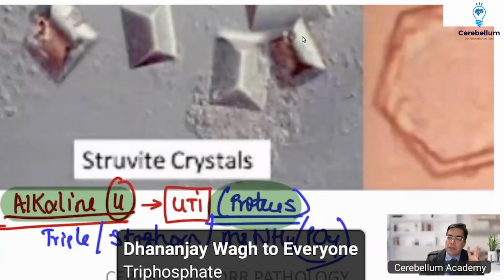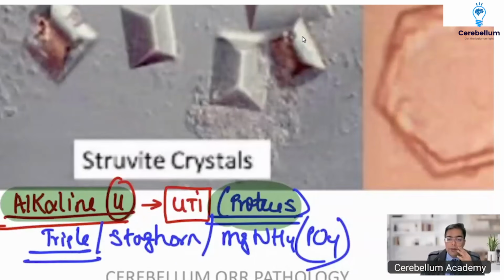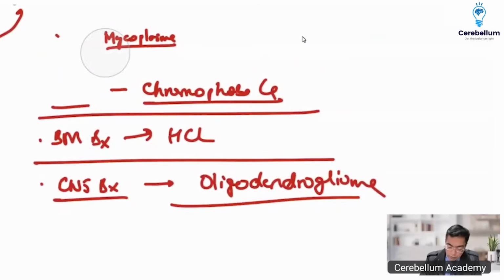Triple stone. 3 things are there: magnesium, ammonium, and phosphate. That is why it is called triple stone. So the stone produced in alkaline urine has 3 components: magnesium, ammonium, and phosphate, right? And why is it given the name staghorn? Because this stone grows in the kidney in a very slow growing fashion.